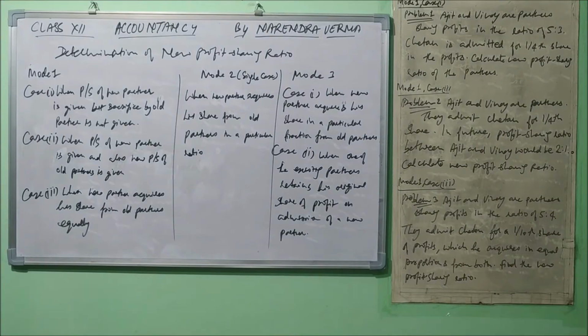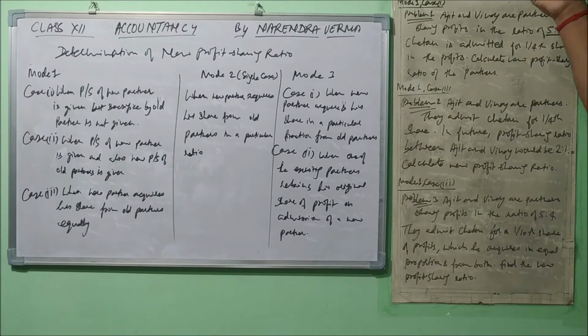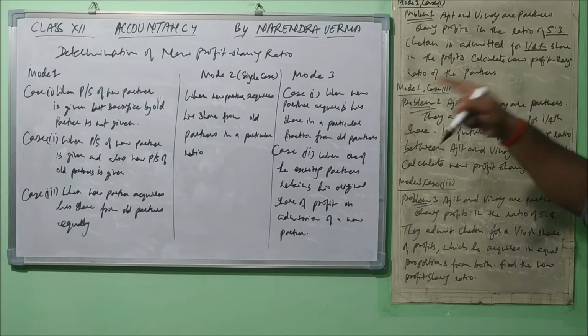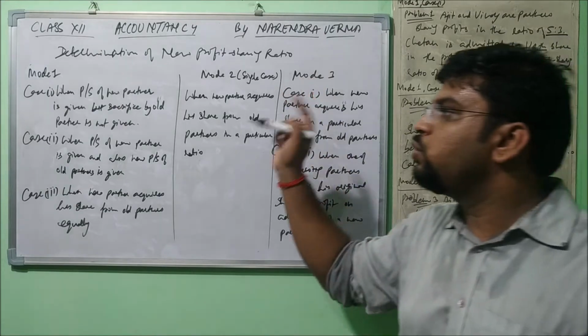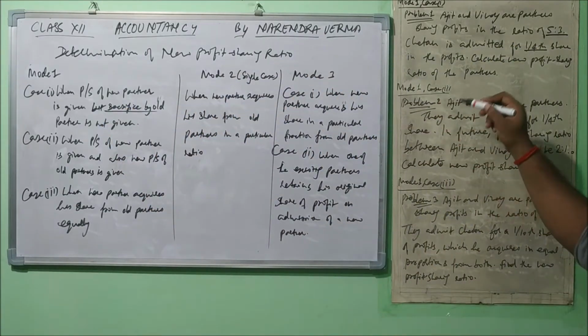Ajit and Vinay are partners sharing profit in the ratio of 5:3. So that is their old ratio. Sacrifice is not given. Chetan is admitted for 1/4 share; the new partner's share is given. Calculate the new profit sharing ratio of the partners. So in this question, we do not see the sacrifice made by the old partners. Understood? Mode 1, first case.